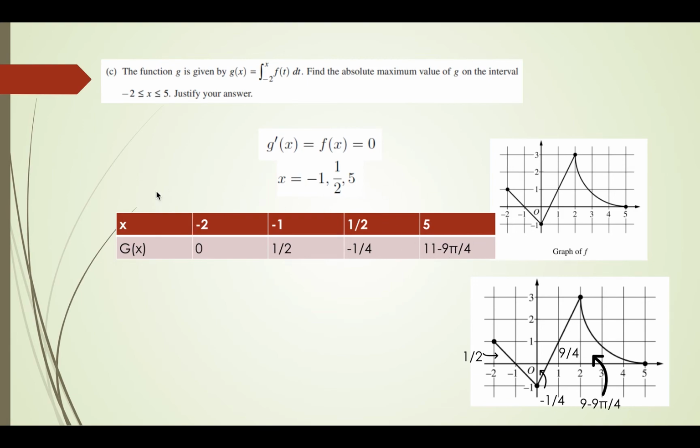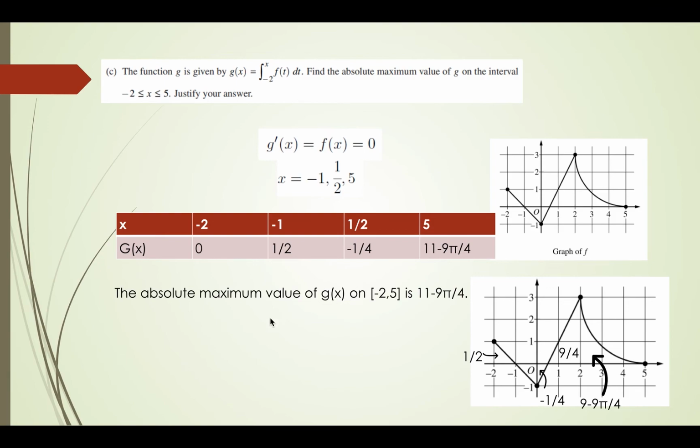Again, this counts as your justification. This is called a candidates test. You've identified every possible place where there could be a max or a min. You're finding the value of the function at all of those places. So at this point, all we've got to do is find the biggest number, which is clearly going to be this over here.